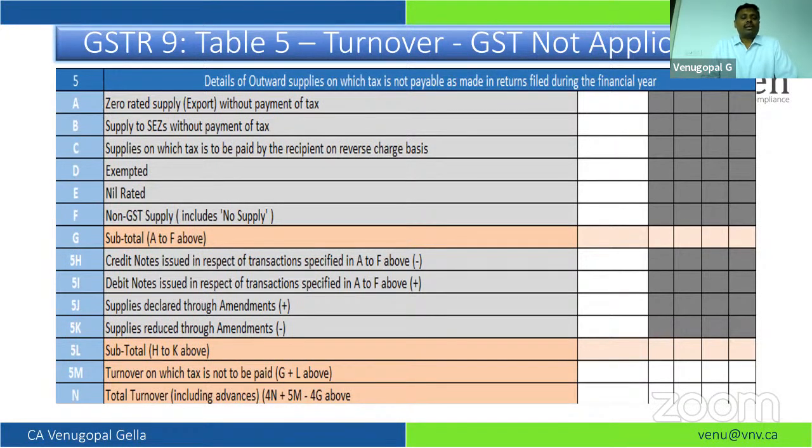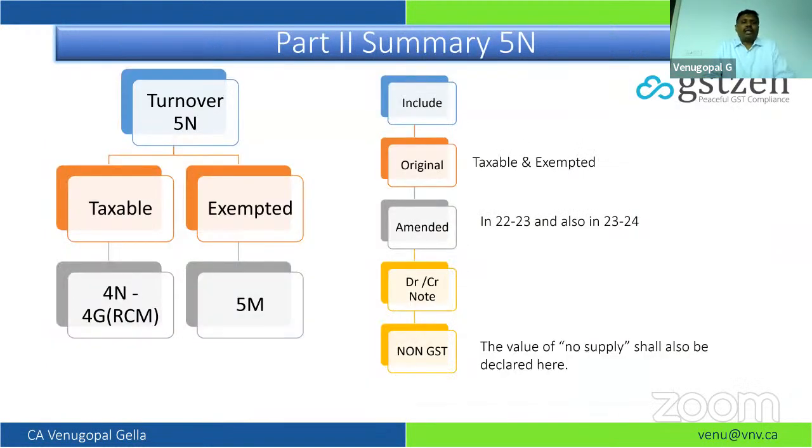Even non-taxable supplies or supply of alcoholic liquor for human consumption would also get reported here. Broadly, table 5 is all the turnover that gets reported. So just to compute what my total turnover is in 5N: taxable turnover, that is 4N minus 4G, because 4G was the inward RCM, plus 5M, which is exempted, put together is your 5N total turnover.